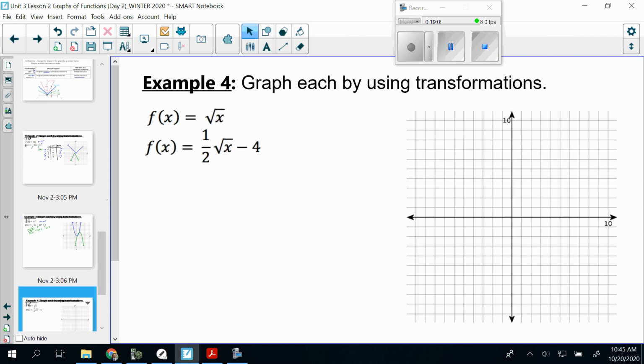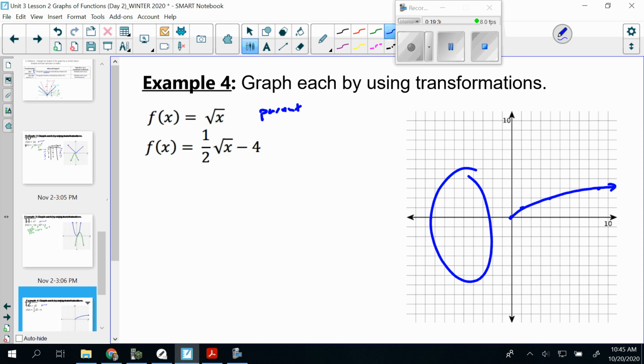Let's try one more. Square root of x is our parent function there. The square root of 0 is 0, square root of 1 is 1, square root of 4 is 2. We could get one more. Square root of 9 is 3. And so there's our parent function. It's going to keep going there. Remember, there's no points over here because you can't square root a negative.